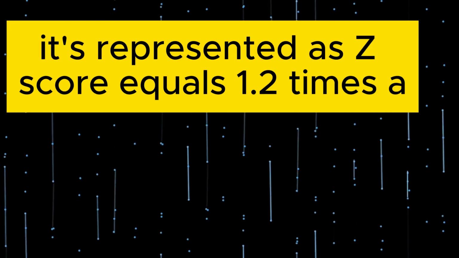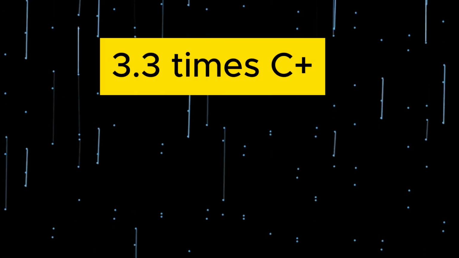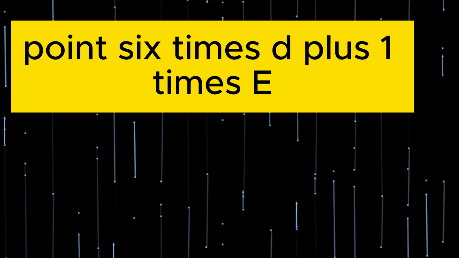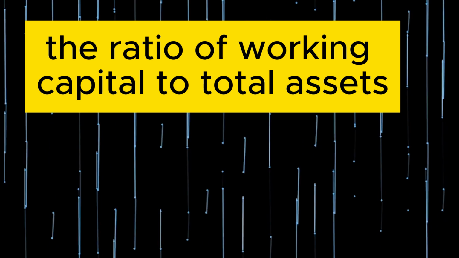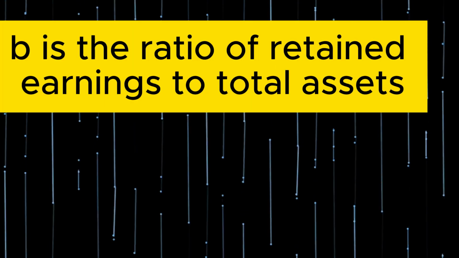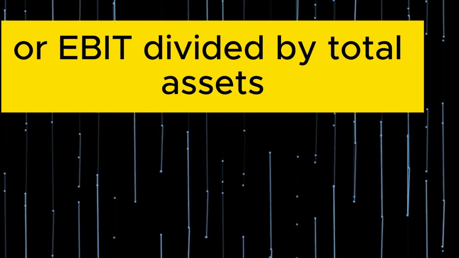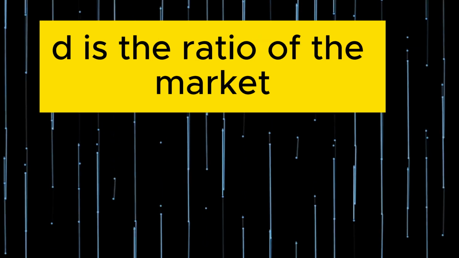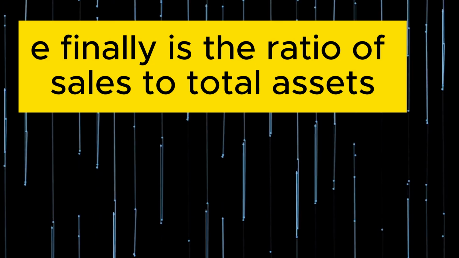It's represented as Z-score equals 1.2 times A plus 1.4 times B plus 3.3 times C plus 0.6 times D plus 1 times E. Here, A represents the ratio of working capital to total assets. B is the ratio of retained earnings to total assets. C represents earnings before interest and taxes, or EBIT, divided by total assets. D is the ratio of the market value of equity to the book value of total liabilities. E finally is the ratio of sales to total assets.